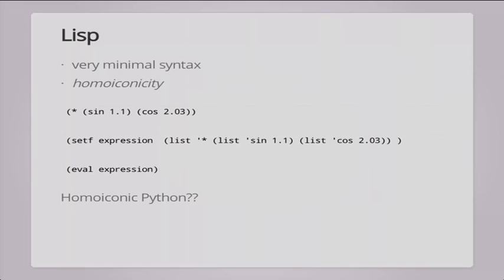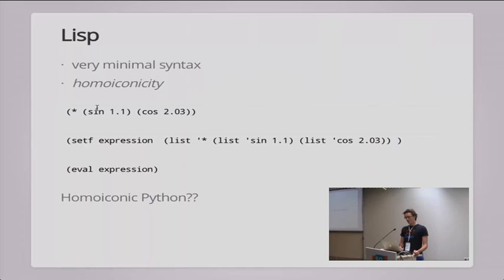So here, for example, what we have is the computation of the product between the sine of 1 and the cosine of 2.03. What this actually means is that it's like setting an expression to a list where the first element of the list is a symbol star, the second element is another list with the symbol sine and 1, and the third is another list with cosine and 2.03. And then you evaluate that expression.